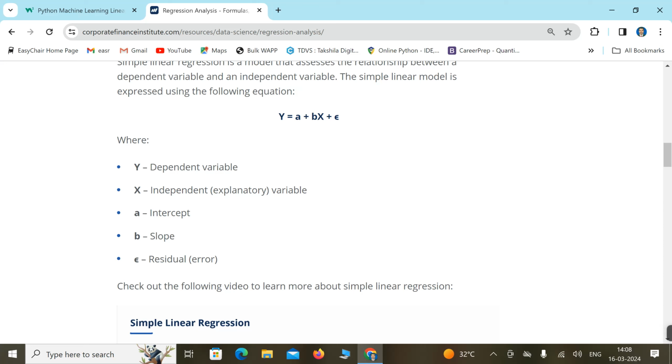So by now you might have already understood the concept of linear regression. What is it? It is one dependent variable with one independent variable. So y = a + bx + epsilon. This formula should be followed throughout.